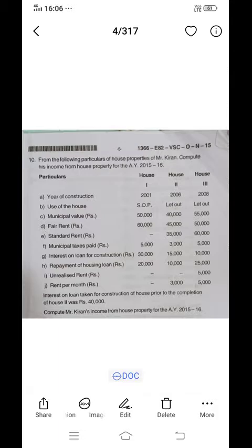So whatever interest has been paid for the previous year, you have to allow it fully, claim it fully. Okay, and interest during the construction period, that is pre-completion interest. See, there is the last paragraph: interest on loan taken for construction prior to completion. This is nothing but pre-completion interest. So pre-completion interest is there only for the second house. It is only for the second house: 40,000.